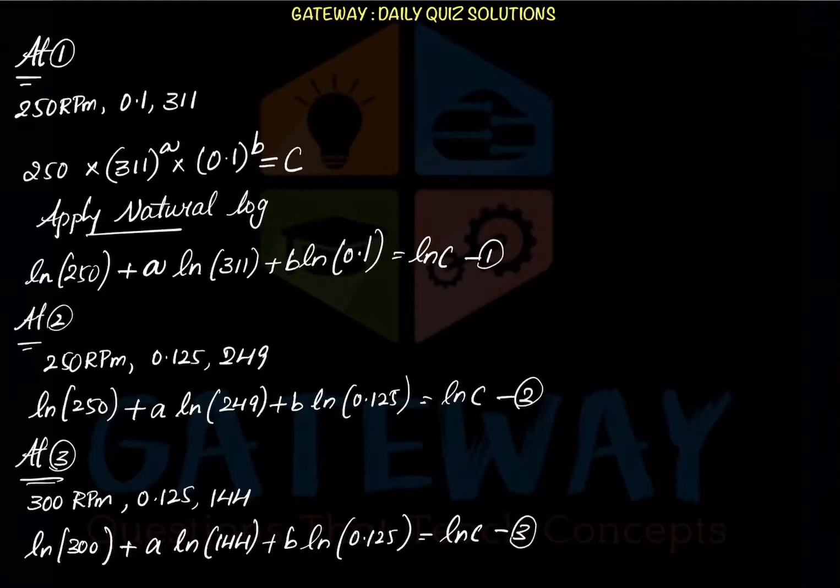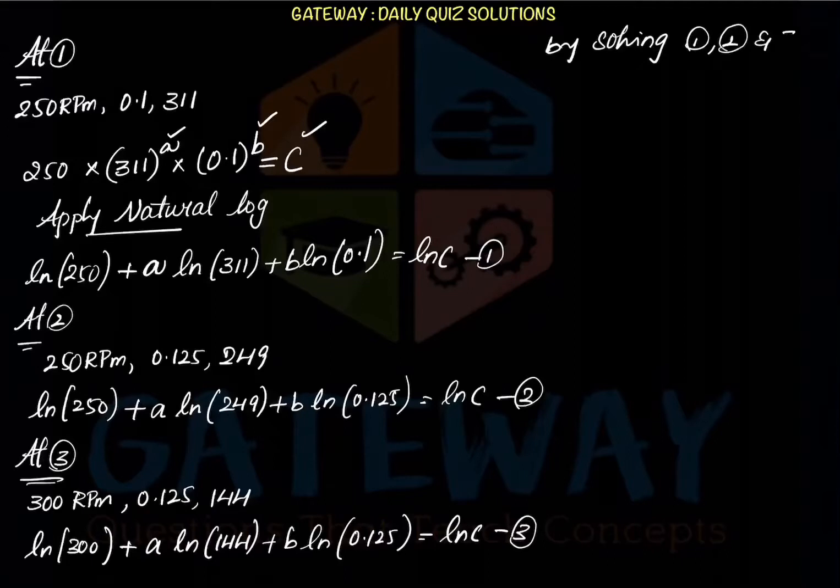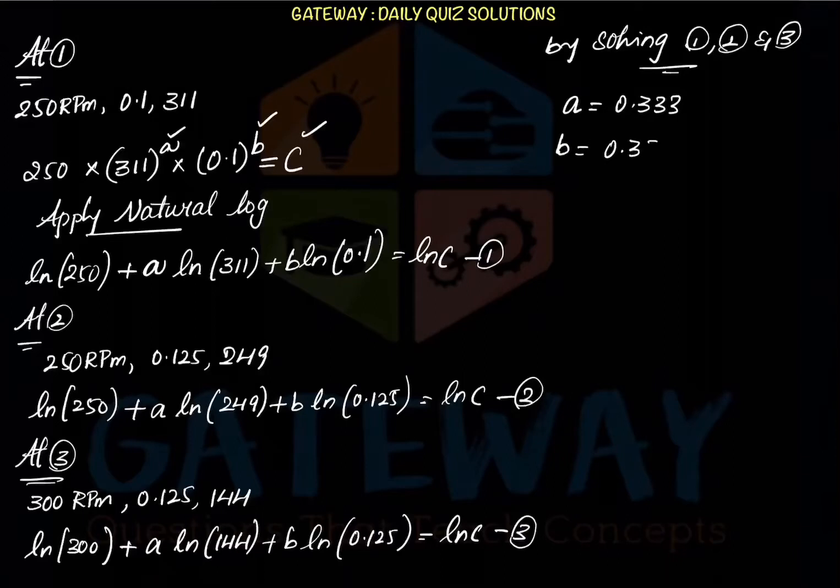So we have 3 unknowns here, A, B and C. We have the 3 equations here. By solving 1, 2, 3, you can solve that on the calculator easily. By solving 1, 2 and 3, we will get the values of A, B and capital C. The small a value we are getting as 0.333, and the small b value as 0.3318, and the capital C value as 787.46.